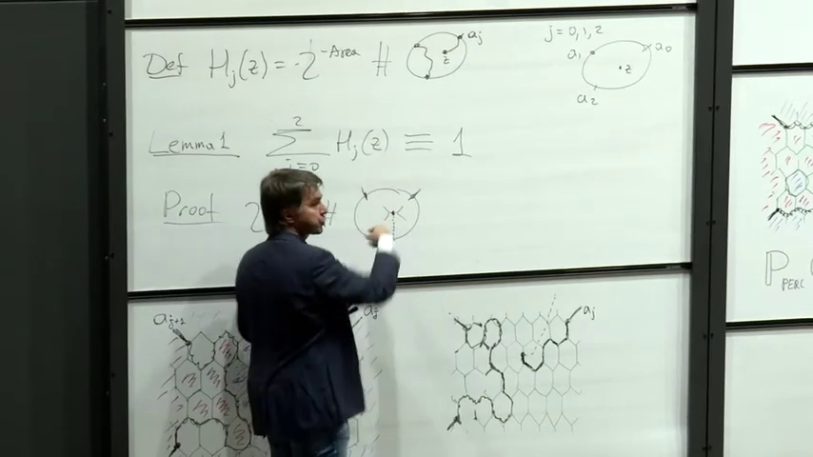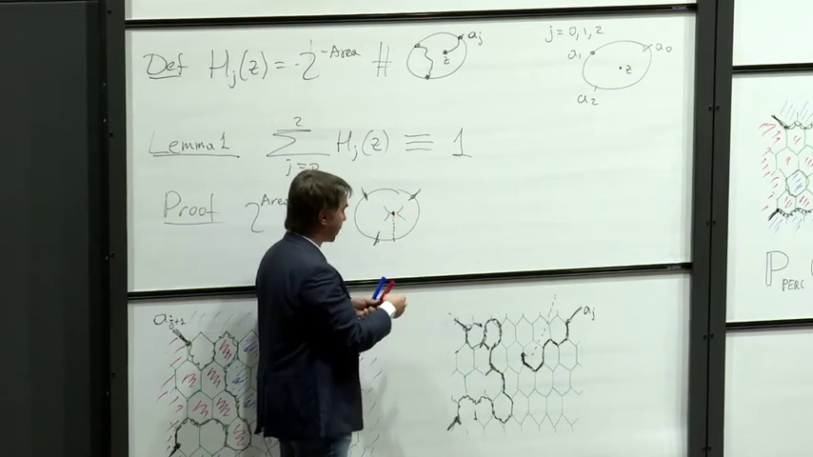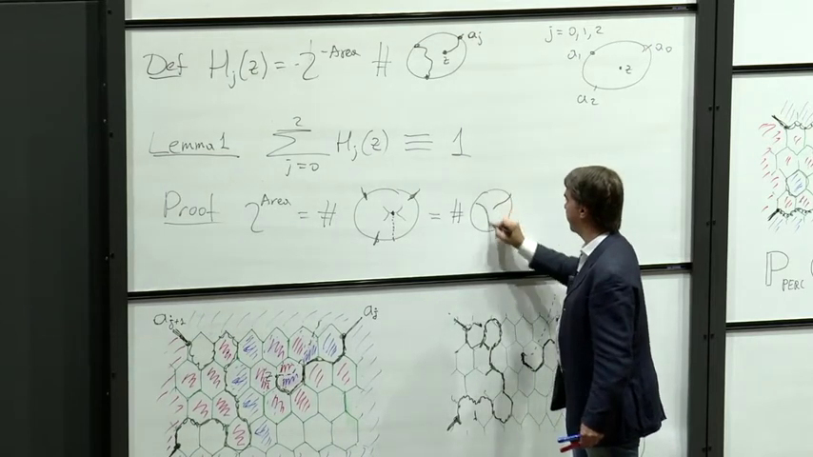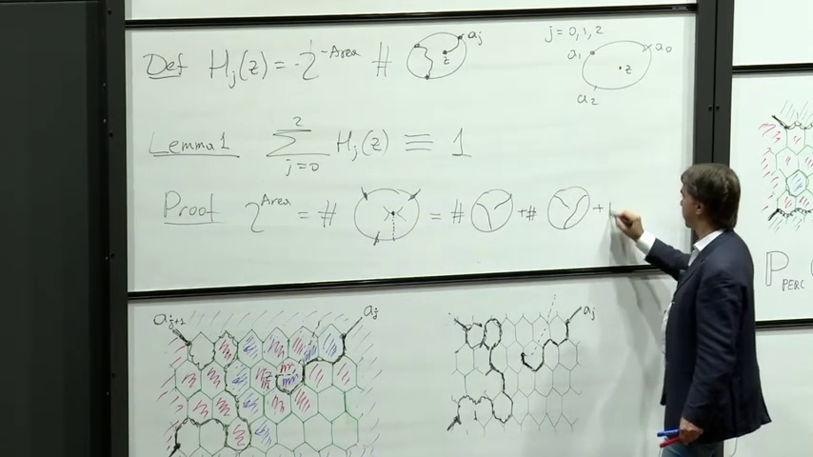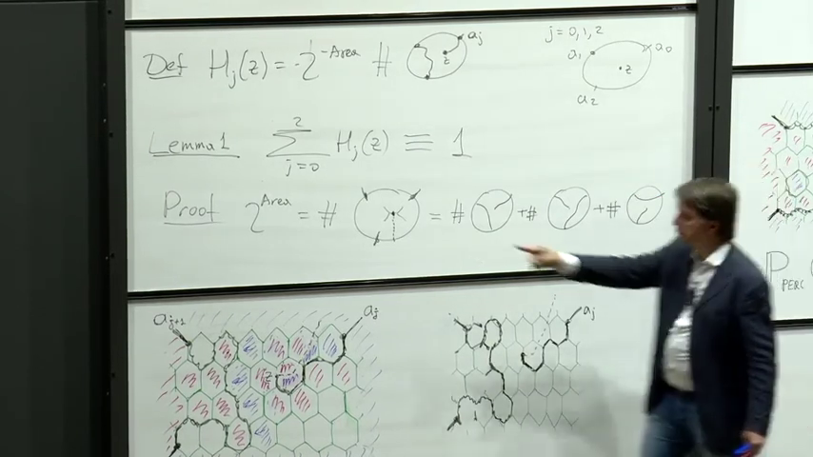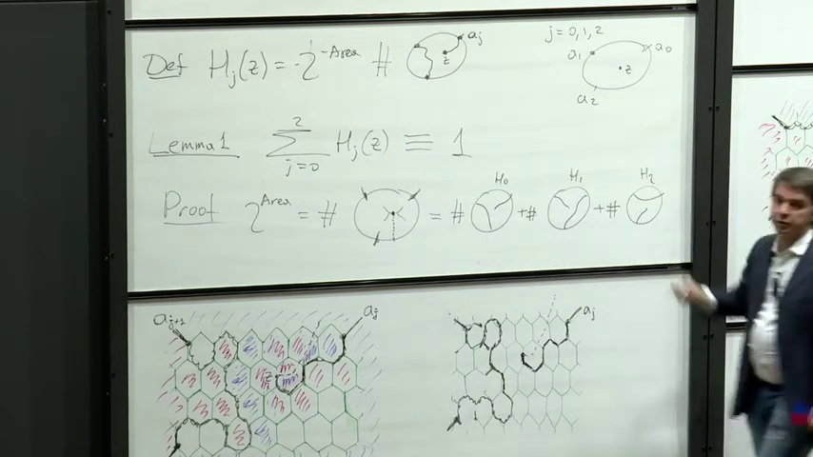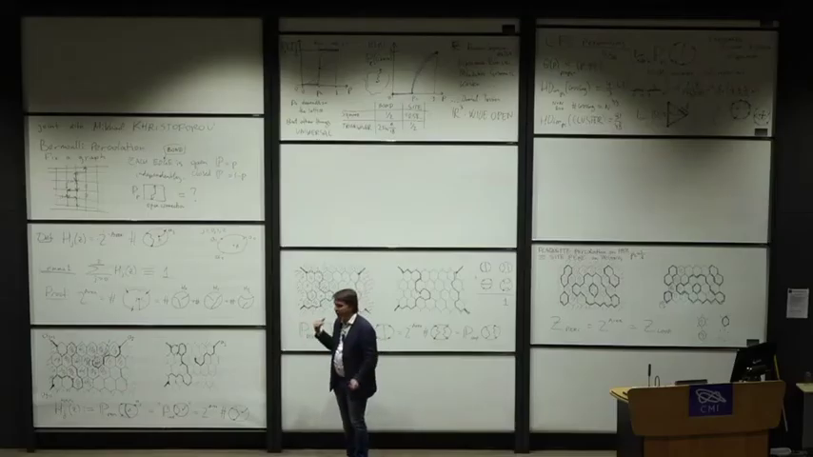But now assume that you have four sources. They should be connected in some way, because when you start here, eventually you end somewhere. And what are the possible ways to connect? There are exactly three possible ways to connect, like that, or like this, or the third one, which, if you divide by 2 to the power area, will give us h0, h1, and h2. So their sum is identically equal to 1. Questions? Is it clear? Have I missed a factor of 2?